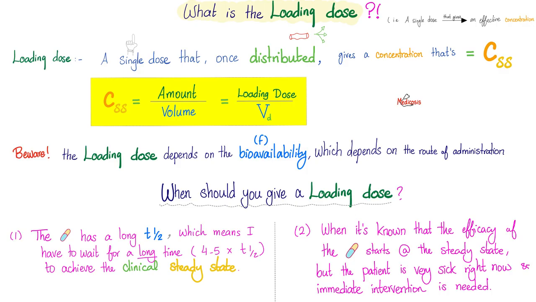When should I give a loading dose? If a drug has a long half-life, which means in order for me to wait for the clinical steady state, 4 to 5 half-lives, the patient will be dead. So I have to add a loading dose. Or when my patient is super sick and it is known that the efficacy of the drug starts only at the steady state, not before that. So I cannot wait. I have to act quickly and load the patient with a big, humongous, singular dose.